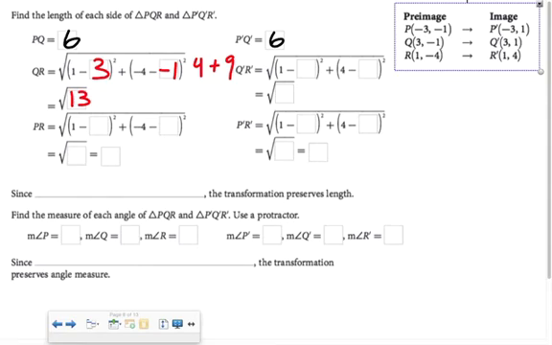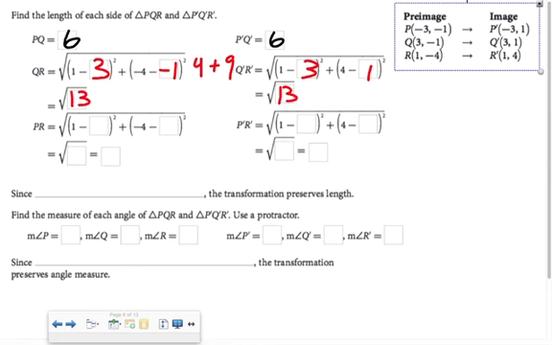Now let's do Q prime, R prime, the same way. 1 minus 3 and 4 minus 1. And I have negative 2 squared, which is 4. 4 minus 1, which is 3 squared, which is 9. So I also have the square root of 13.